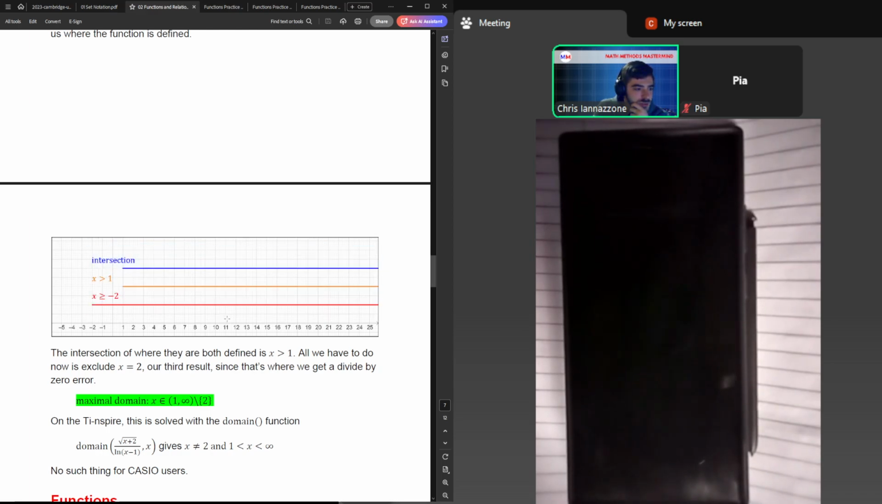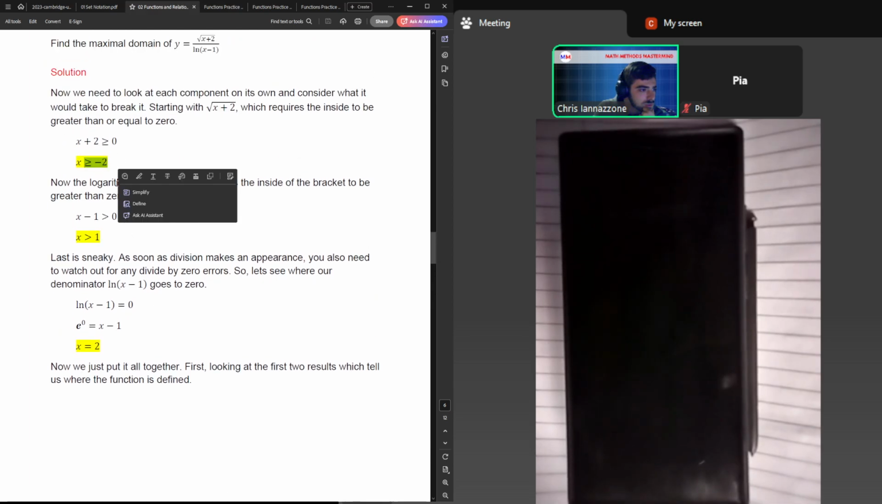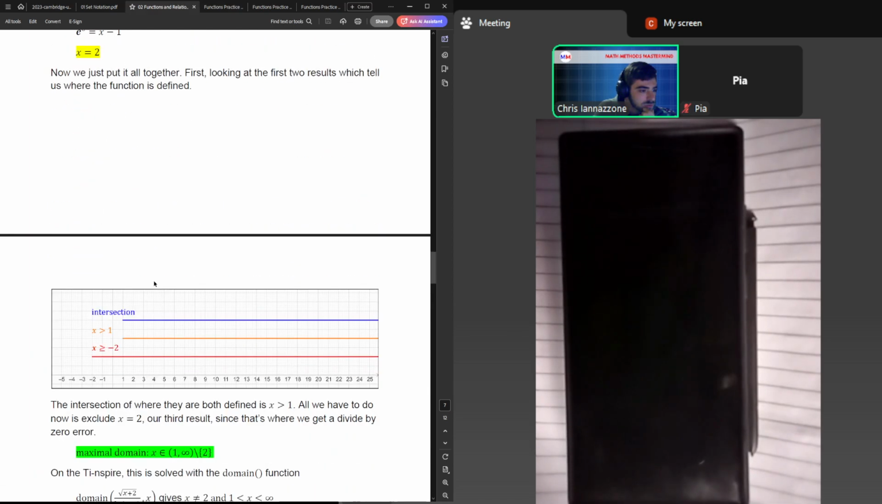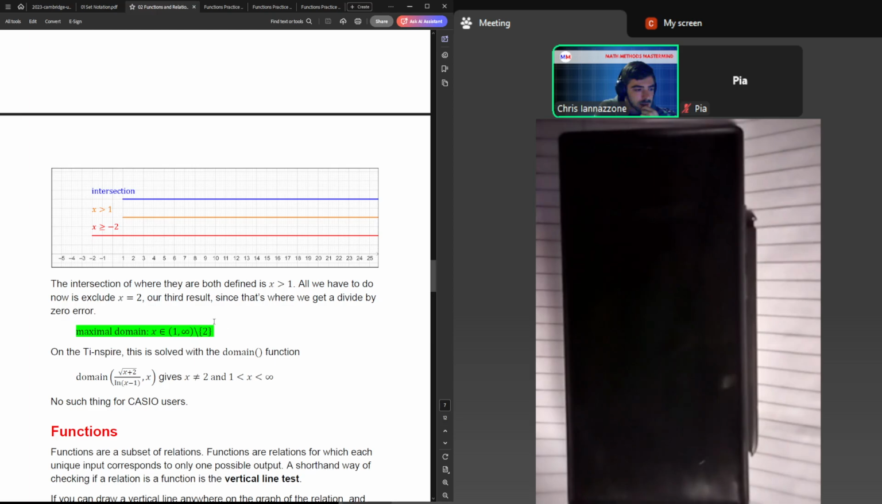The easiest way to go about this is to do the two inequalities first. That way you can see what the major overlap is. If you do the two inequalities, we had greater than or equal to -2 for the root. We had greater than 1 for the logarithm. And so the intersection is going to be the same as the greater than 1, at least for those two things. From there, we're just going to make sure we get rid of that x equals 2 possibility. So we want to cut off that little spot there.